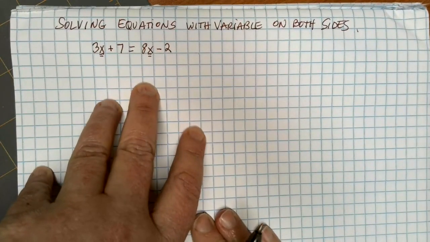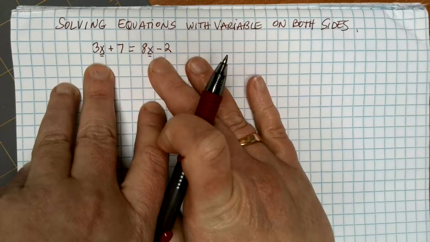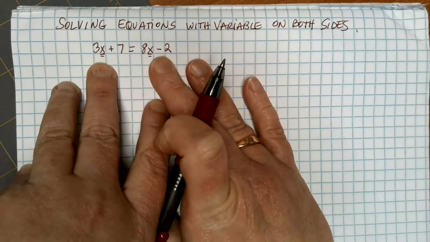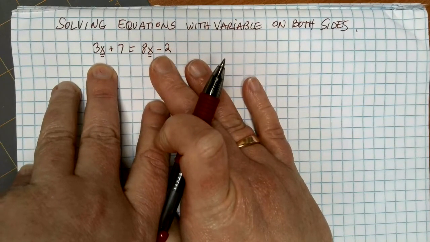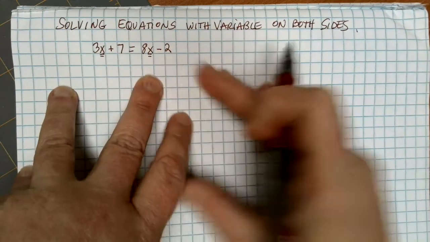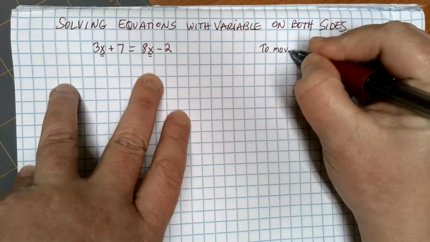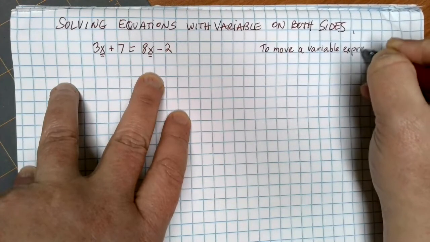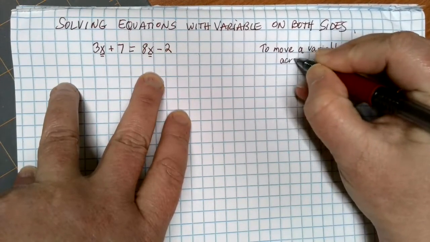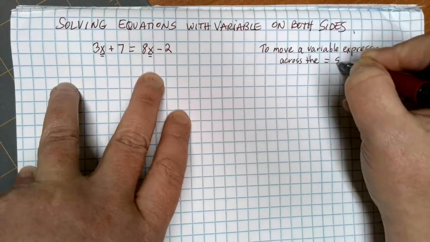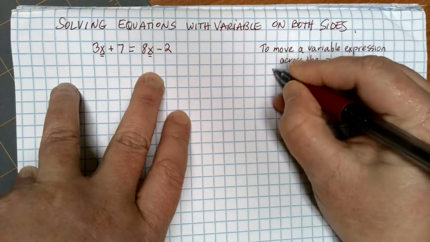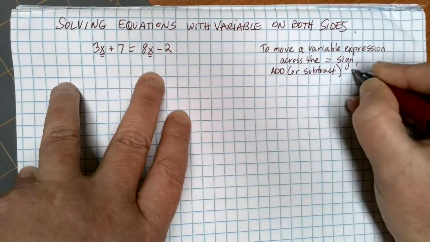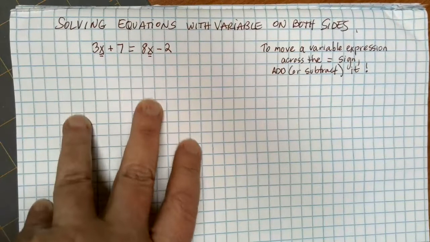So if you have an equation where there are more than one of the same variable, your first job has to be to get them together. Right now, these are on different sides of the equation. So in order for us to get them together, we're going to have to move one of them to the other side. To move a variable expression across an equal sign, we are going to have to add or subtract the expression. Okay, so what does that mean?